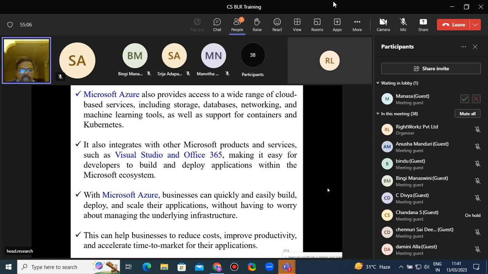With Microsoft Azure, businesses can quickly and easily build, deploy and scale their applications without having to worry about managing the underlying infrastructure. This can help businesses to reduce the cost, improve productivity and accelerate the time to market for their applications.